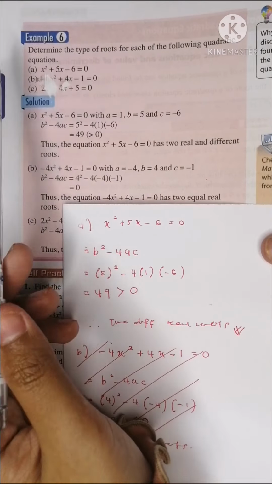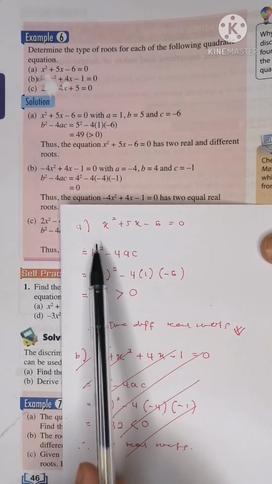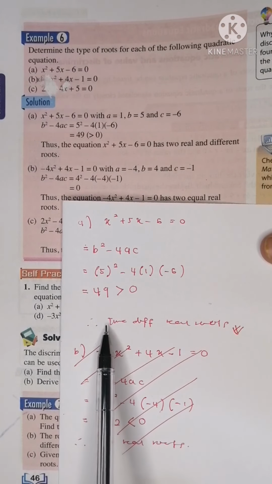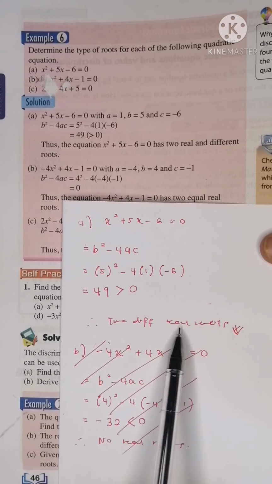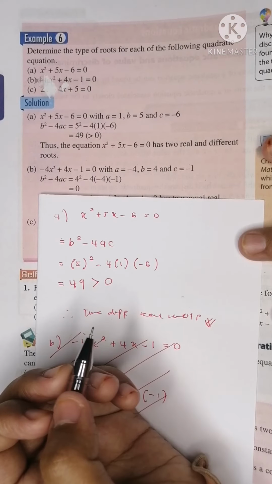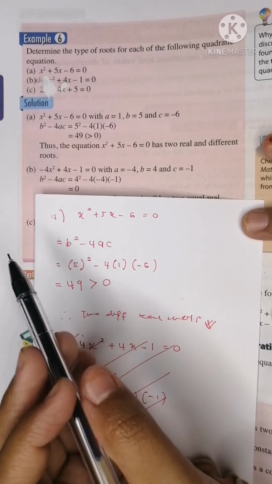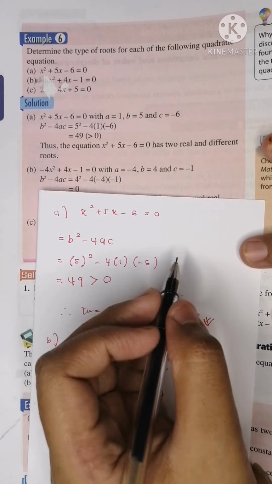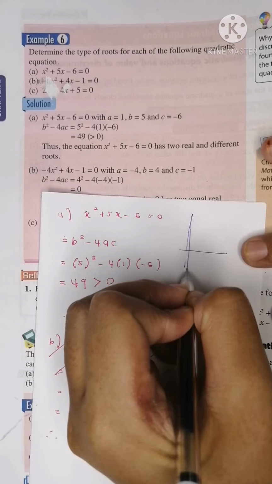Very easy. We are still in example 6. I already did the working. For A, the type of root is two different real roots. So what does it mean by two different real roots? I will explain based on the graph. You know that the graph of the quadratic function is smiley or sad, right? So, two different real roots.